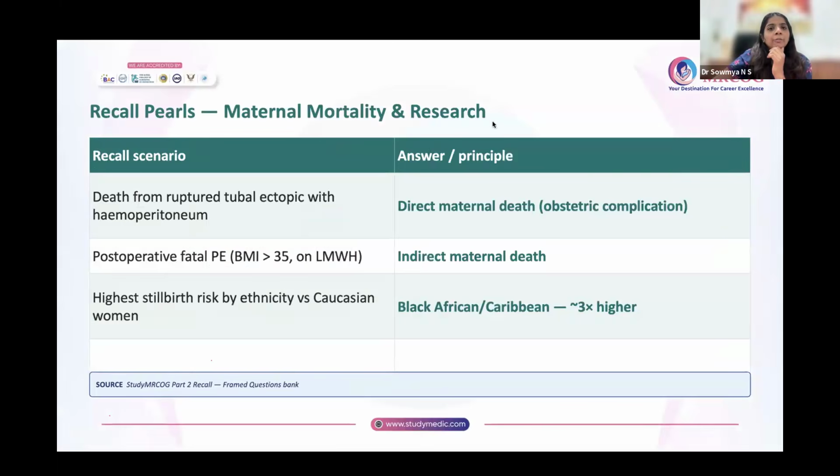Okay. Fine. Maternal mortality, I think you guys know, but I just added direct to the pregnancy. Because of the ruptured ectopic, she died. Because she became pregnant, she died, right? So that's a direct death. But she already had risk factors, BMI, LMWH, all that. So it is an indirect maternal death. Pulmonary embolism, she died because of pulmonary embolism.